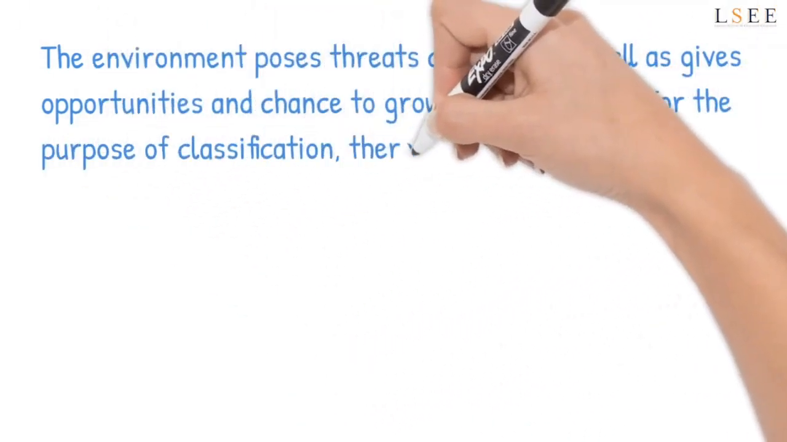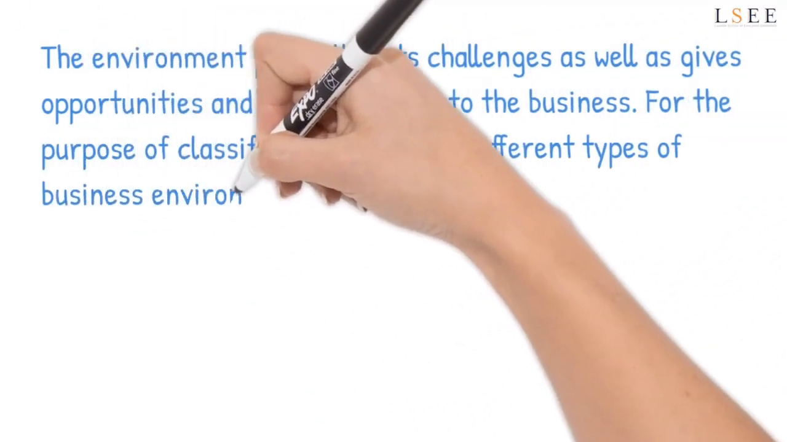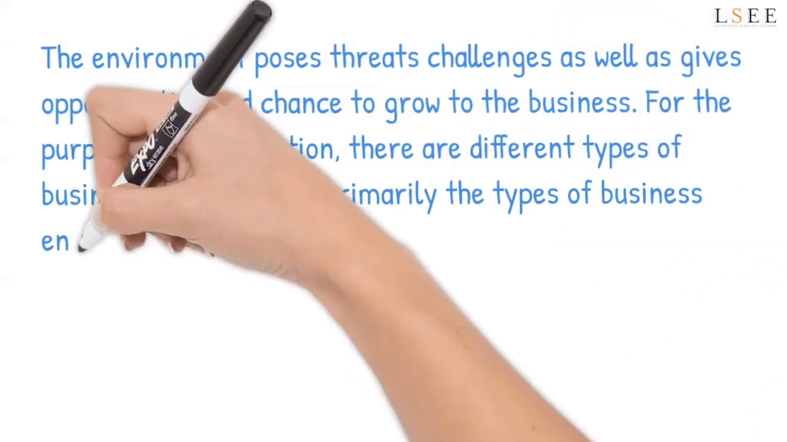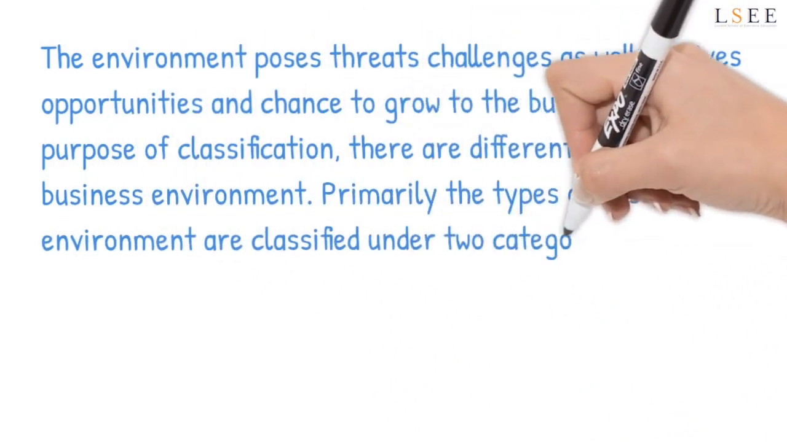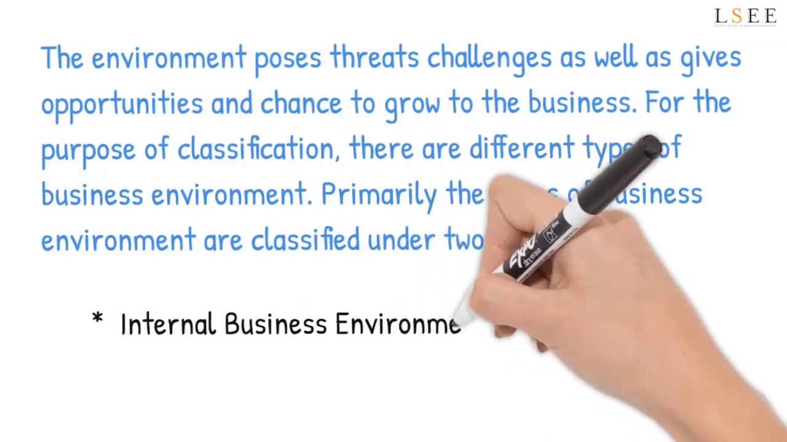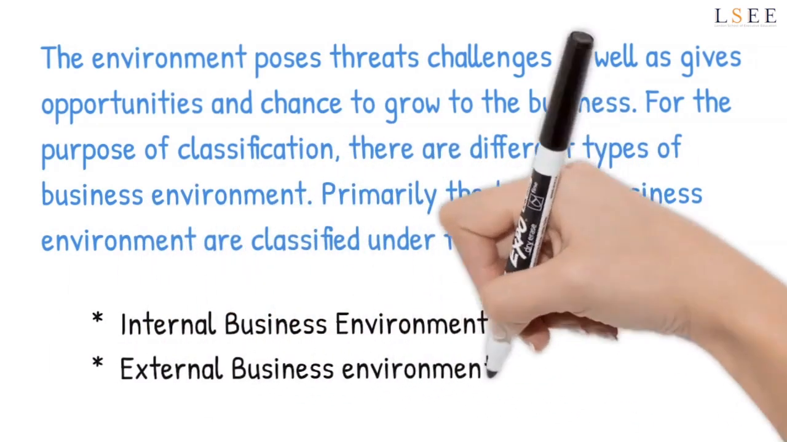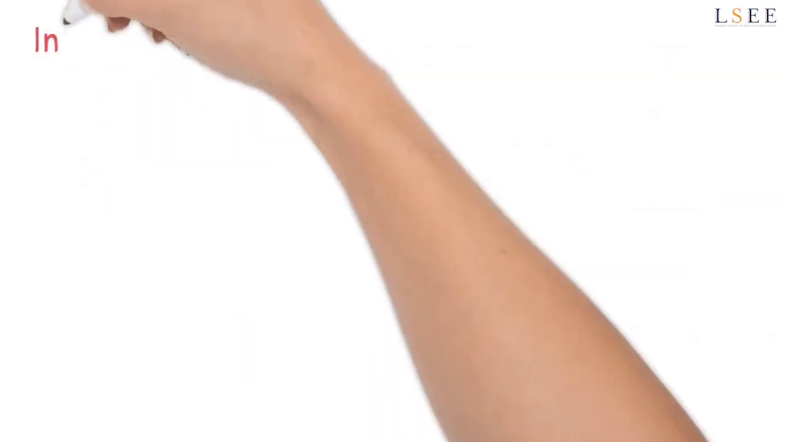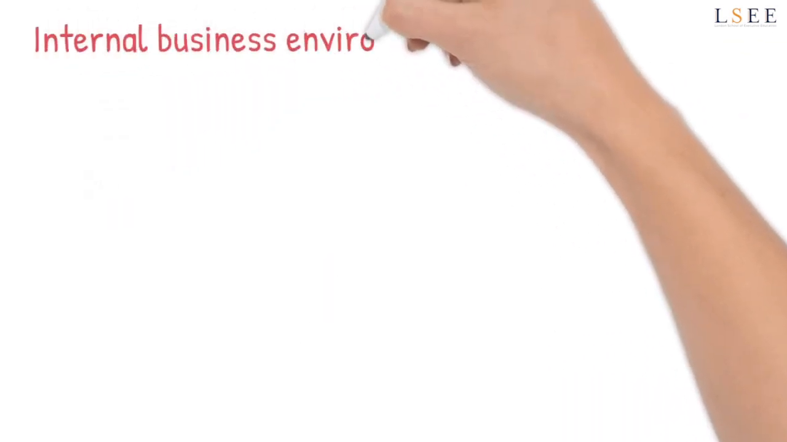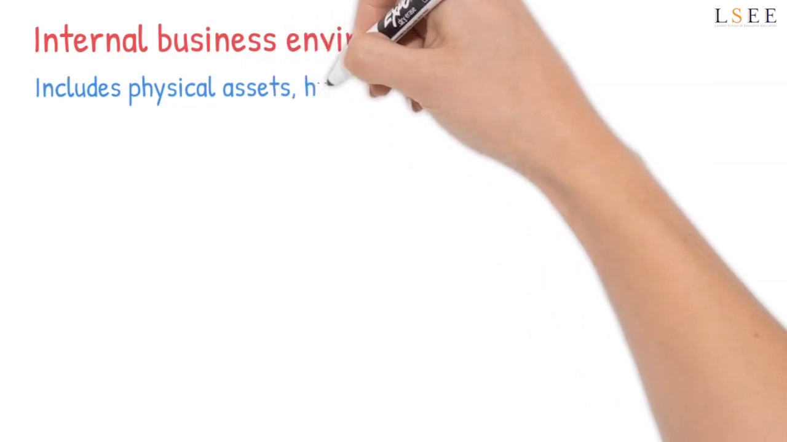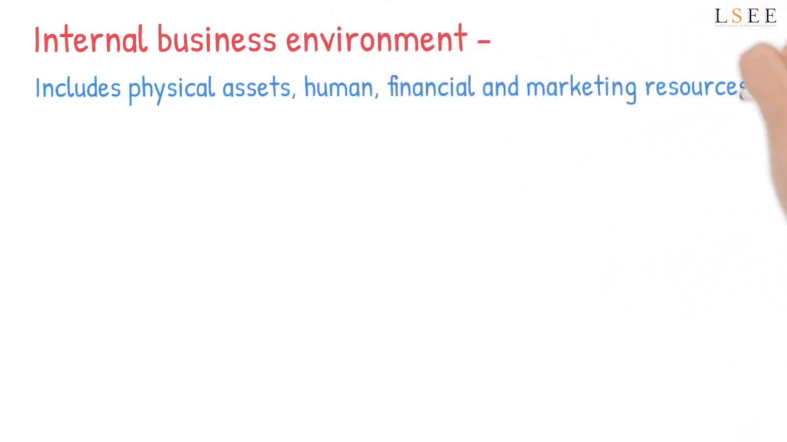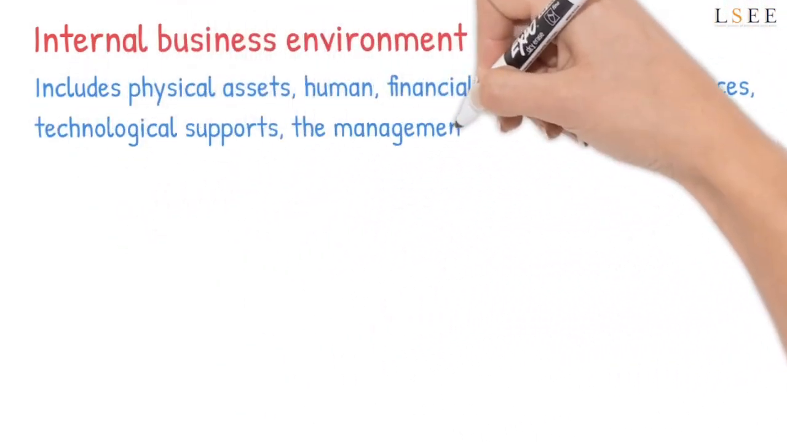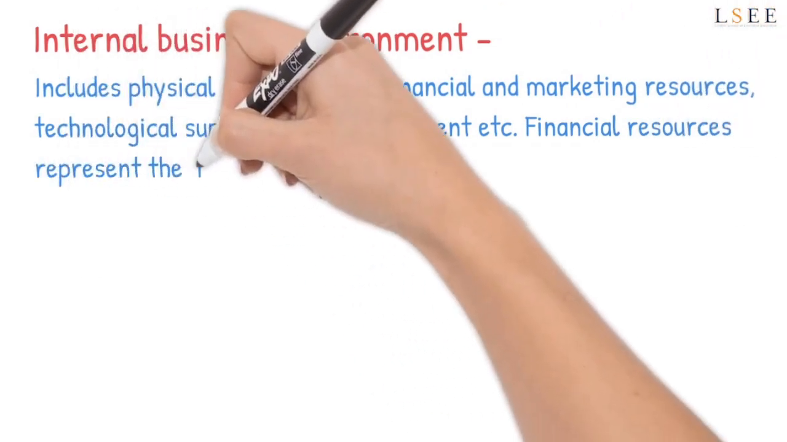For the purpose of classification, there are different types of business environment. Primarily, the types of business environment are classified under two categories: internal business environment and external business environment. Internal business environment includes physical assets, human, financial and marketing resources, technological supports, the management, etc.